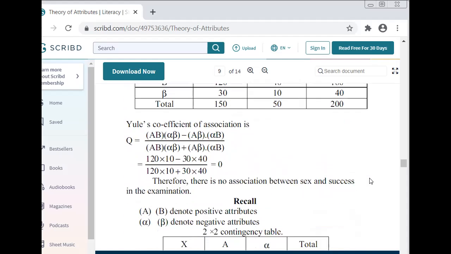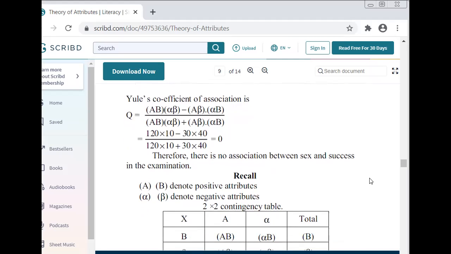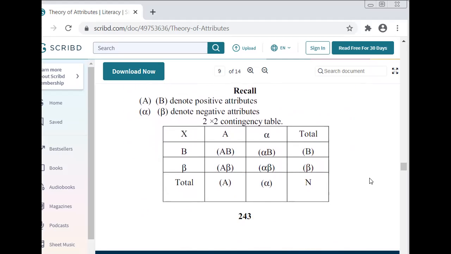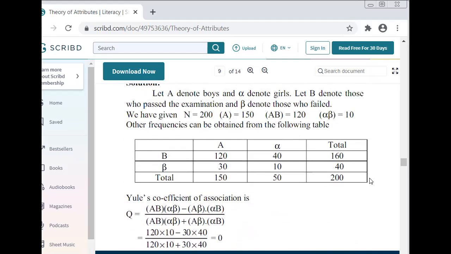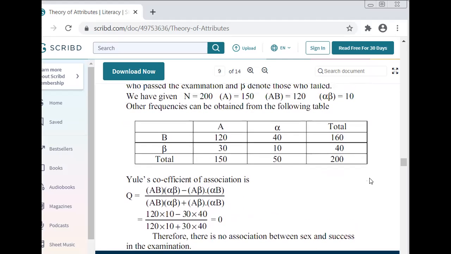Then the Q value is 0. Okay, so that means there is no association between sex and success in the examination. That means there is no association between boys and girls and success in the examination. Okay, so now here is the contingency table. Based on the table formulas only, you find all the unknown values. So these are the problems based on Yule's coefficient of association. These are very important for practicals and also theory.